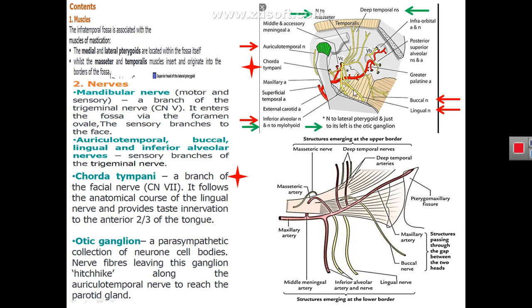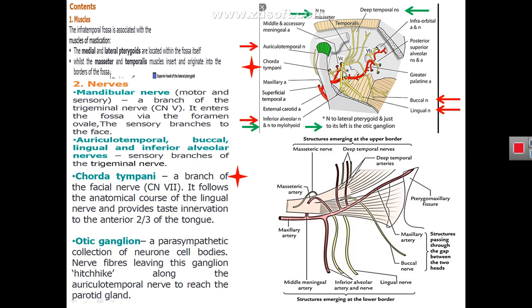Another nerve that is a content of the infratemporal fossa is a branch from the facial nerve, called the chorda tympani. This branch of the facial nerve joins the lingual nerve and reaches the anterior two-thirds of the tongue. So the lingual nerve gives general sensation to the anterior two-thirds of the tongue, while the chorda tympani, accompanying the lingual nerve, gives taste sensation to the anterior two-thirds of the tongue, and you will study that soon with the anatomy of the oral cavity.